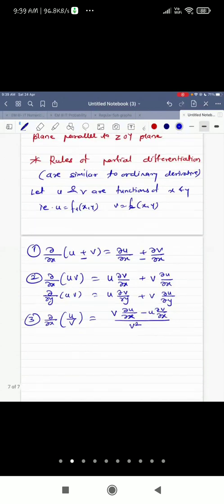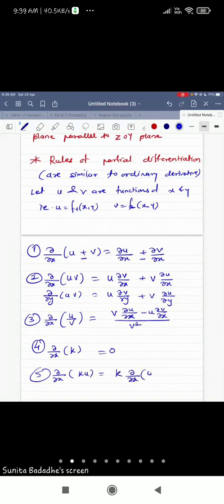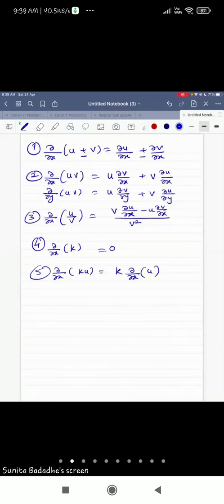Okay. Then the next is ∂/∂x of a constant function is 0 as usual, right? Then if you want to take the derivative of k times u, k will come out, and then you take the derivative of u. So these are all the rules. Then the regular chain rule is also there. I'll explain the chain rule in the example only, because it will become complicated here. So these are the rules.